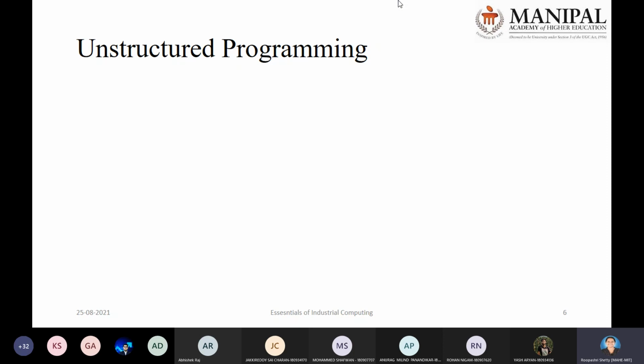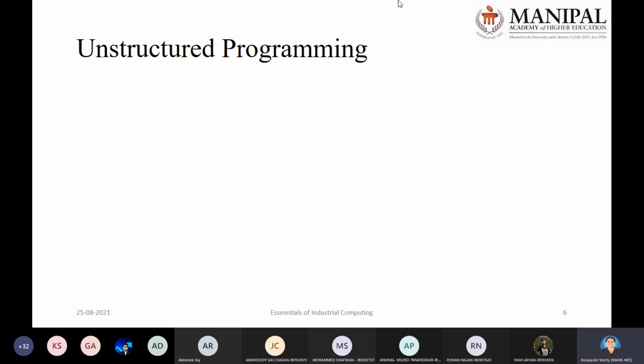But what happens in assembly language is it provides names for numeric instructions, correct? In the machine language, you will have some numeric instructions, and in assembly language, a name is given to all these numeric instructions. Fine. So I can say the machine language and assembly language are low-level languages.